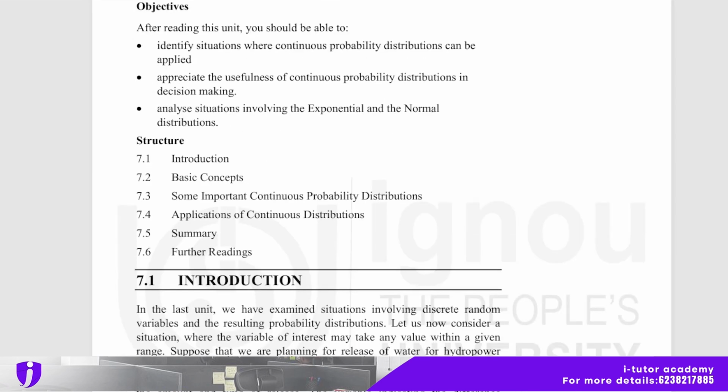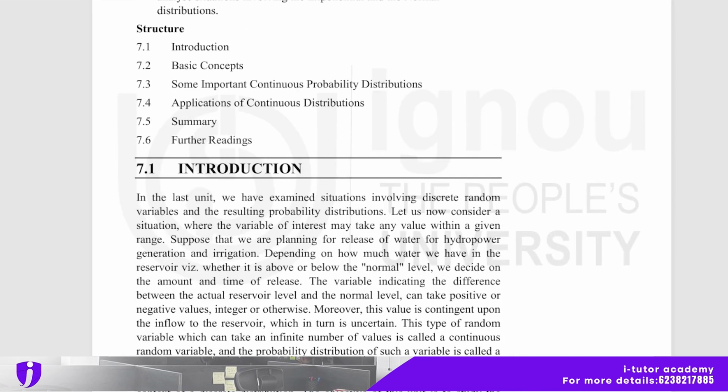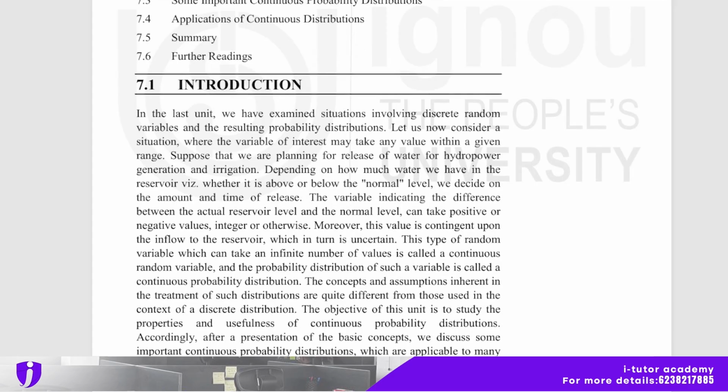And let's see the structure of this unit. There is an introduction part, basic concept, some important continuous probability distribution, application of continuous distribution, summary, and a further reading section also. So let's begin with the introduction part. In the last unit, we have examined the situation involving discrete random variable and the resulting probability distribution.